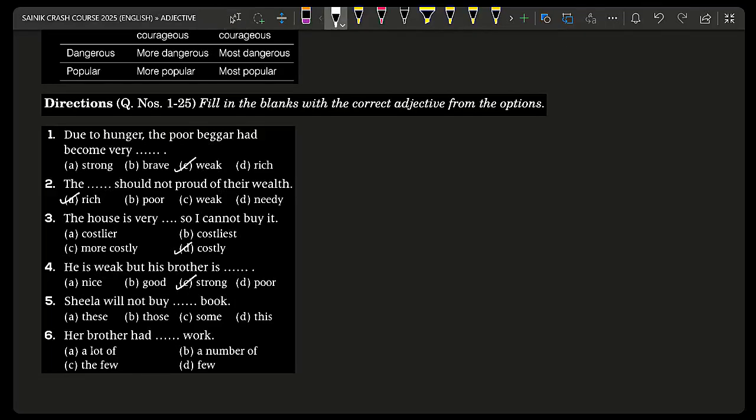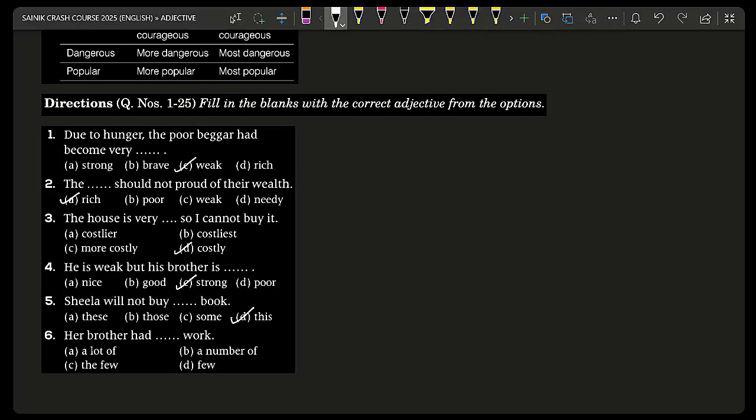Next, fifth one, read the question. Sheila will not buy dash books. Sheila will not buy those books. Here, are books there or is book there? This book. Book is singular. These is used for plural. Those is used for plural. Some is also used for plural. So the only option left is this, right? Sheila will not buy this book. Okay.